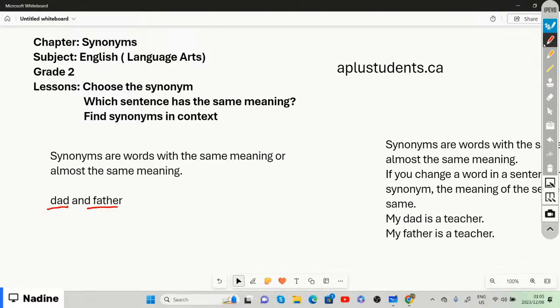However, if we were to get the meaning of what a dad is, probably the meaning of father would also pop up the same, right? Because both dad as well as father are supposed to play the same role, which is basically caring for the families. So synonyms are words with the same meaning or almost the same meaning.